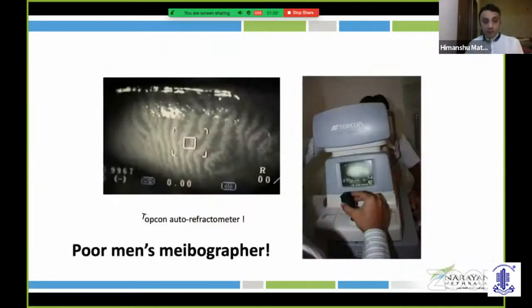So meibography, according to me, is a must. Now, in our country, meibomian gland imaging is difficult. Well, I have been doing meibography for a very long time, even before the machines were available, on my autorefractometer. Any device which emits a suitable infrared range, you can actually use it to image your meibomian glands. So I don't think we can claim that availability of a meibographer can be an issue.